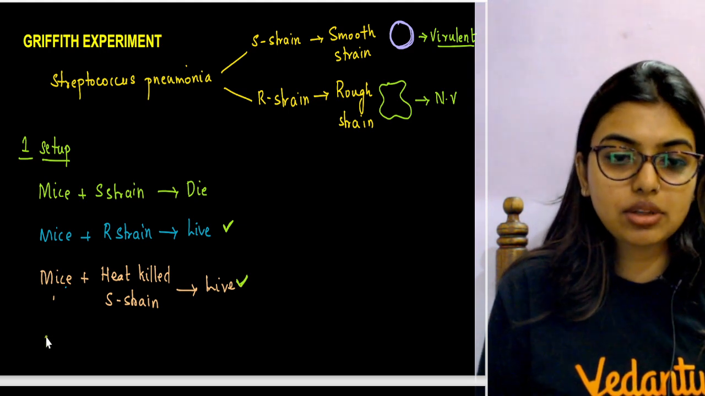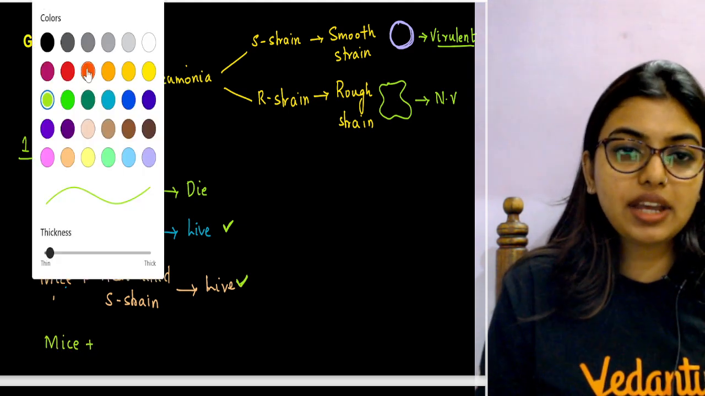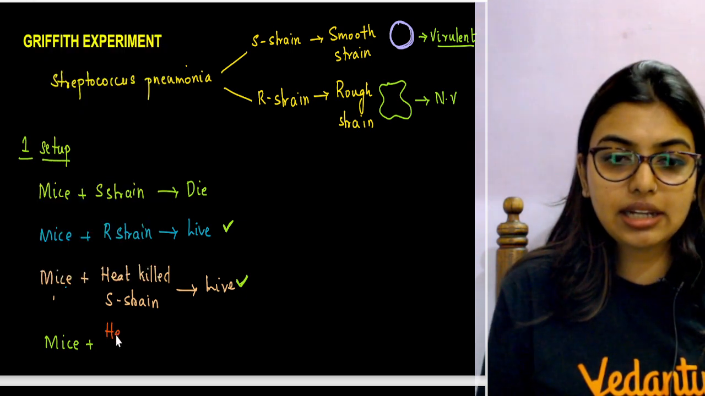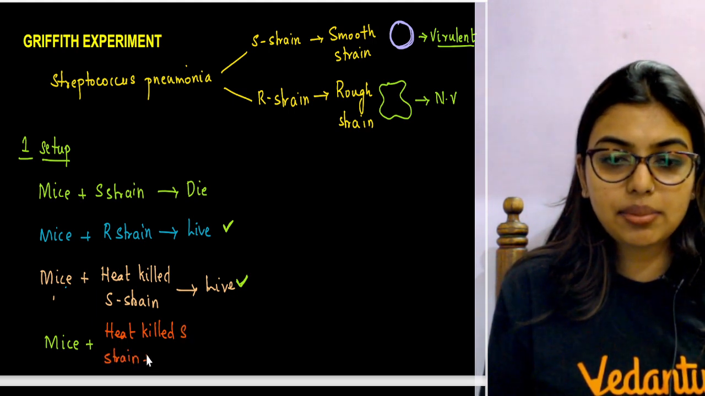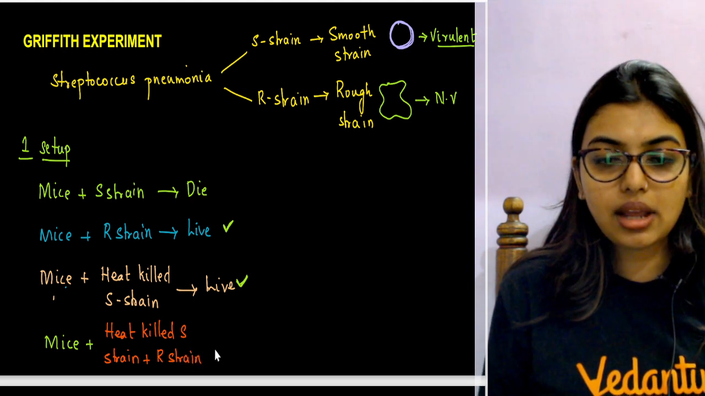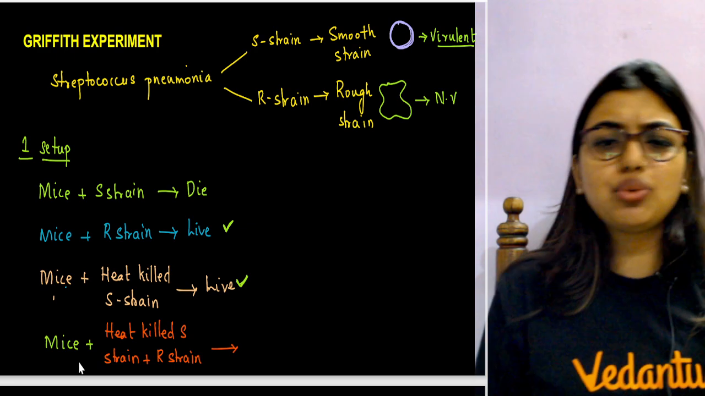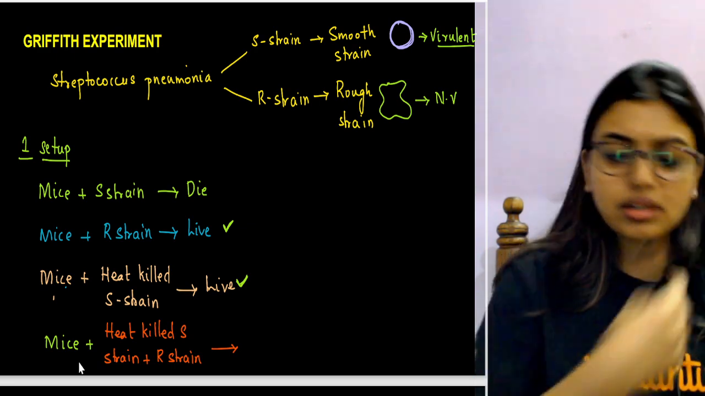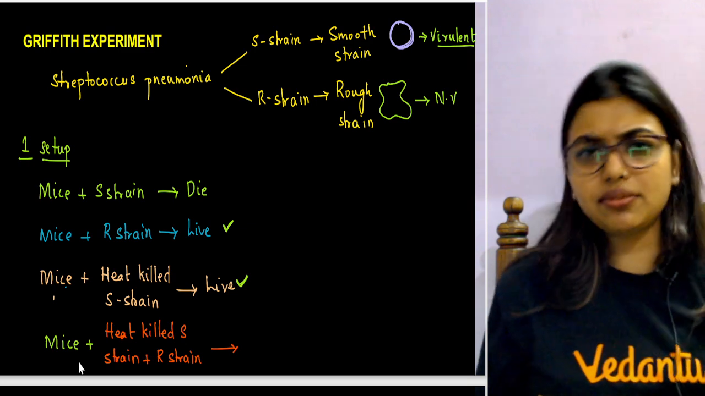That is, he took the mouse plus he did a very, very important thing. He did heat-killed S strain plus R strain. And for a shock, students, what you would have expected, tell me. What you would have expected, you tell me in the comments. That ma'am, both the results were positive, right?